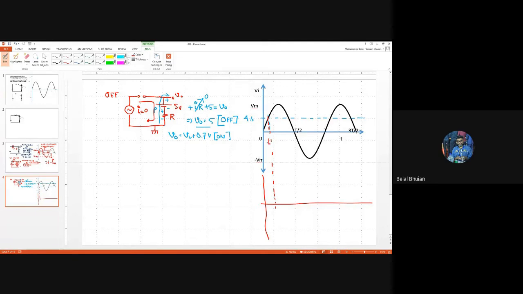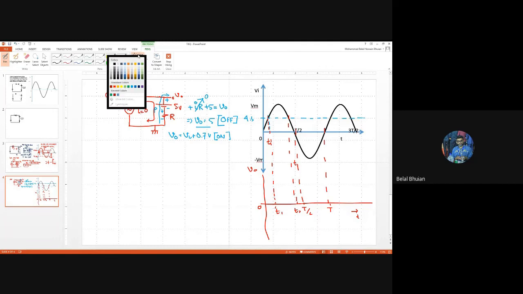So this is our T1 instant. That would be our T2 instant. That is our T by 2. That is our capital T. So that is our V naught, and this is our T. 0 to T1 to T2. The input and output are there in the same time scale. Now I'm going to draw the output in correspondence with the input.